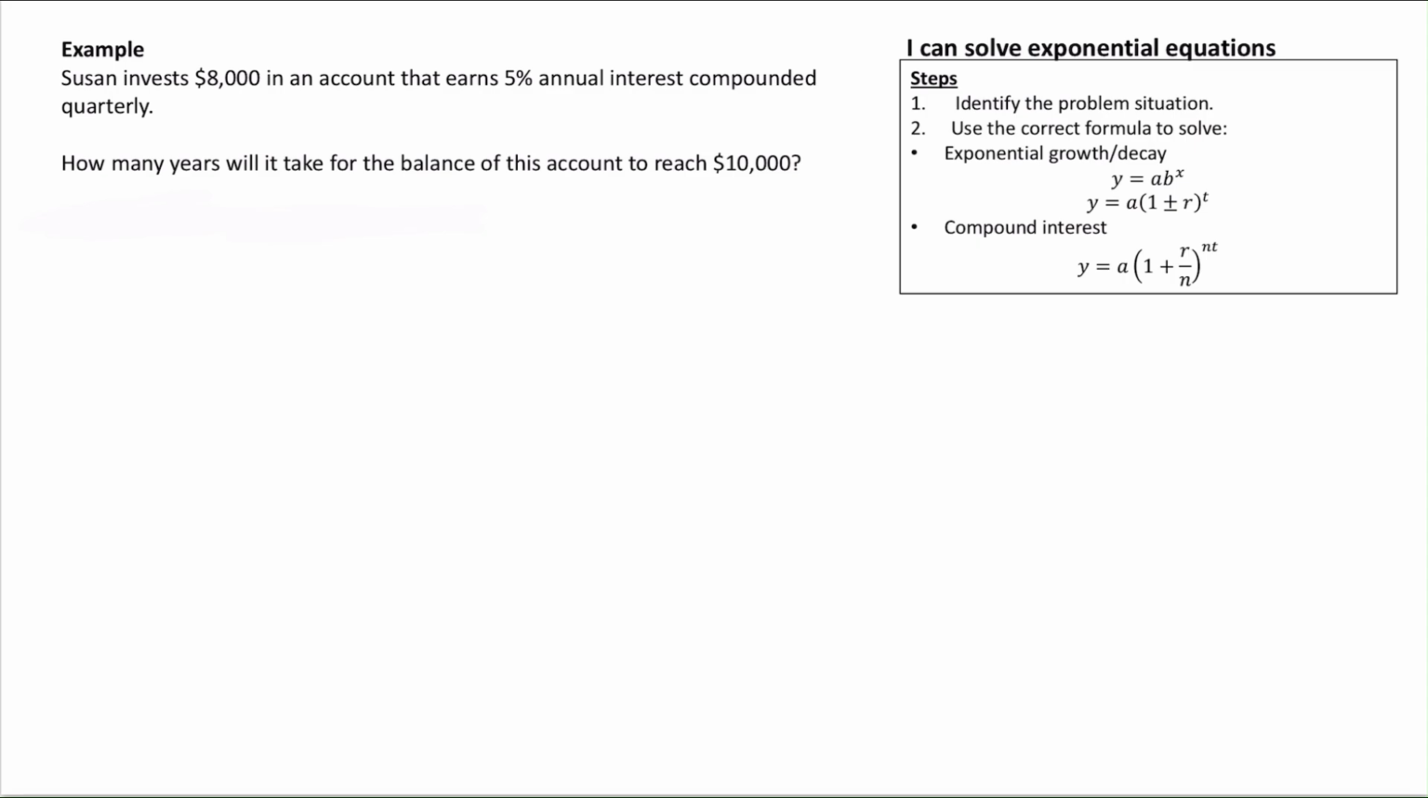So now let's try this example. It says Susan invests $8,000 in an account that earns 5% annual interest compounded quarterly. How many years will it take for the balance to reach $10,000? Whenever we have compound interest, we want to use the formula y equals a times 1 plus r over n to the n times t. So I'm going to go ahead and write out that formula.